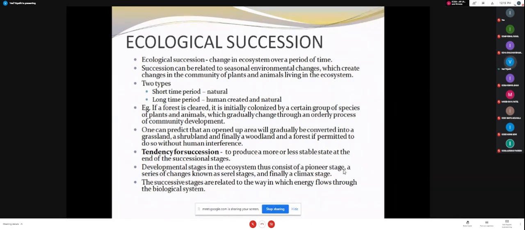These are the stages of ecological succession, and at the end, the climax stage tries to reach an equilibrium. So the successive stages are related to the way in which energy flows through the biological systems. More and more series of changes occur when there is a lot of energy, and as the energy starts fading down, there is the climax stage.